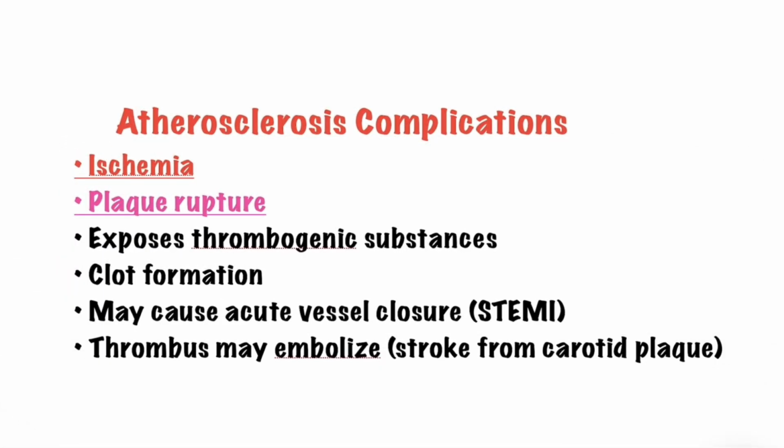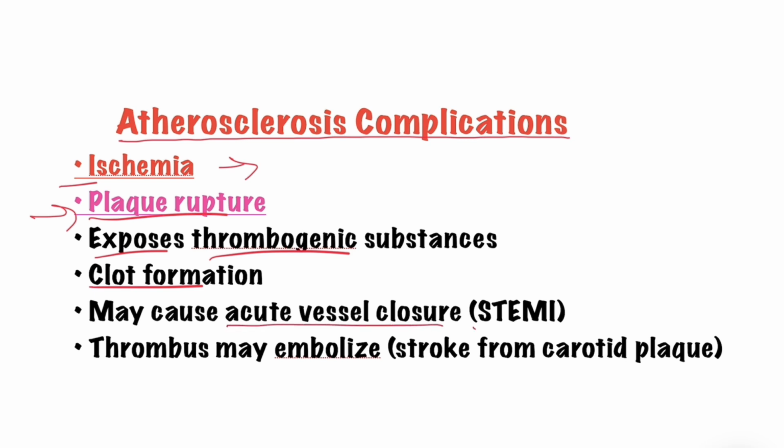Here are some complications of atherosclerosis. The common one is ischemia. Plaque rupture exposes thrombogenic substances and clot formation will occur, and it may cause acute vessel closure, which is ST elevation myocardial infarction. This thrombus may embolize, and stroke can result from carotid plaque.